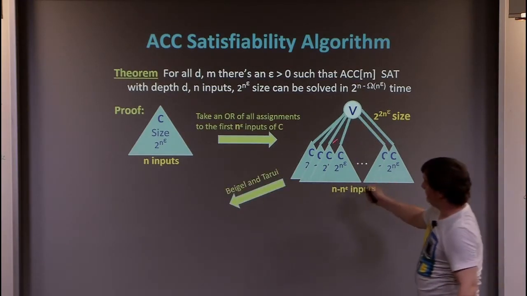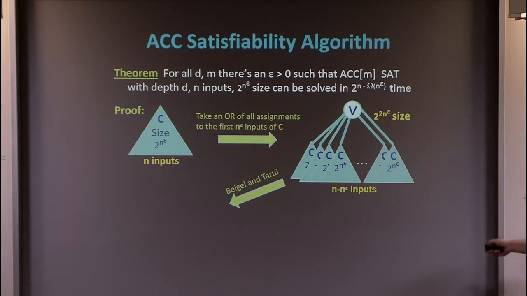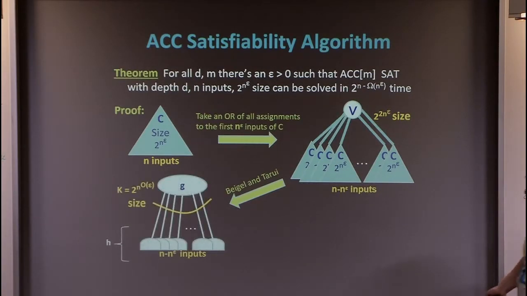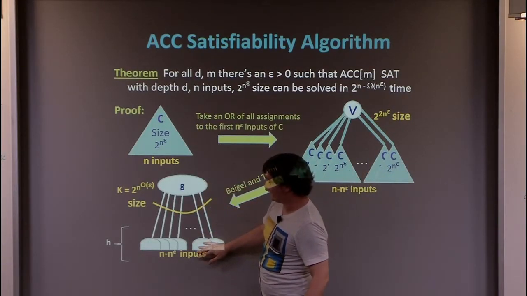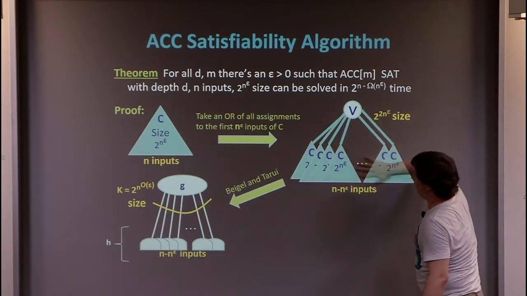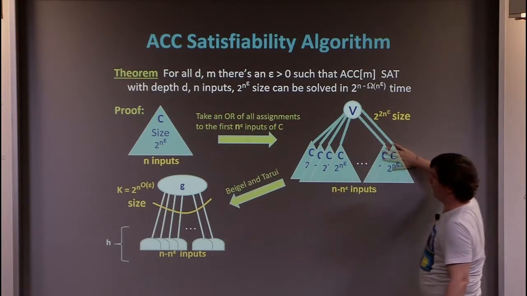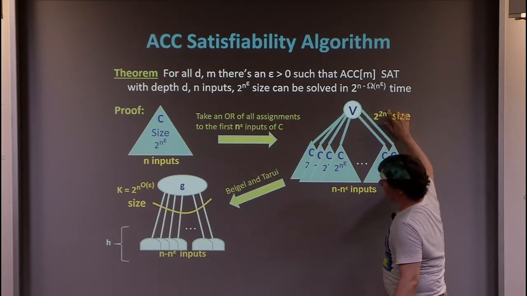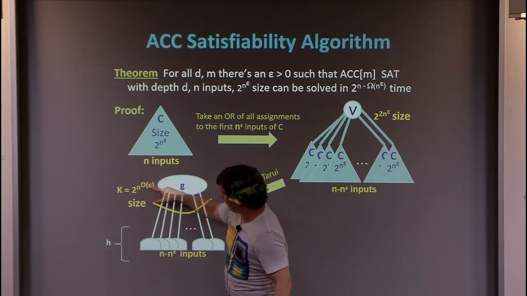So then we run this Beigel and Tarui, this g of h decomposition, on this circuit. Okay. So we get a g of h's. And so what this does is it blows this up by a quasi-polynomial. Okay. But a quasi-polynomial in this translates to 2 to the n to the order epsilon up here.